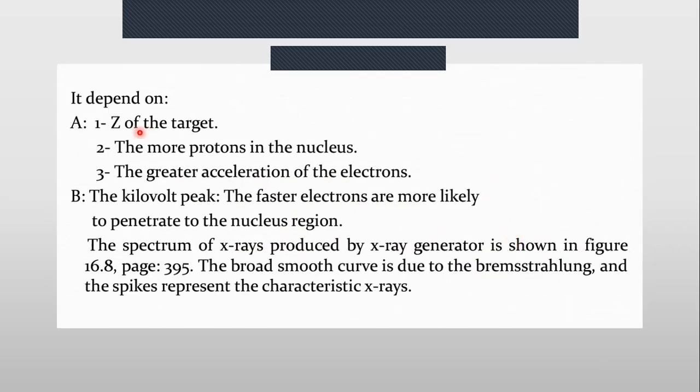It depends on the Z of the target, how many protons you have in the target. The more protons in the nucleus, the greater the acceleration of the electron. The kilovolt peak, which is not required from you, so skip the P, depends only on the Z of the target. The more protons in the nucleus, the greater the acceleration of the electrons.